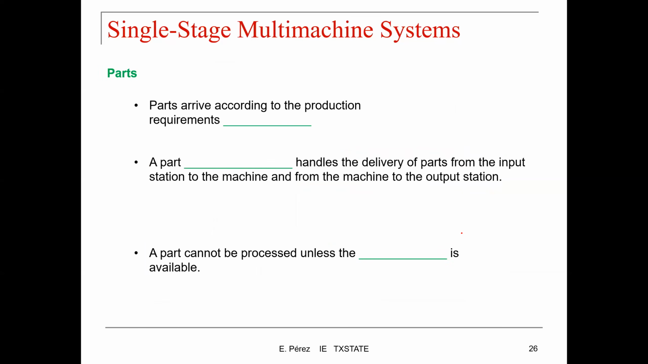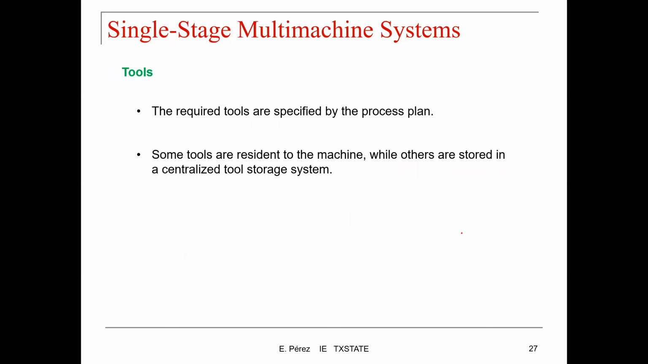So in terms of the parts, they arrive according to the production requirements schedule. A part transporter system handles the delivery of parts from the input station to the machine and from the machine to the output station. A part cannot be processed unless the required tool is available. In terms of the tools, the required tools are specified by the process plan. Some tools are resident to the machine, while others are stored in a centralized tool storage system.